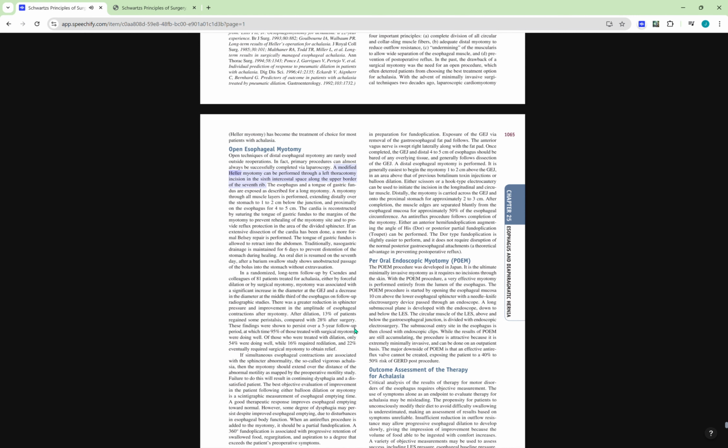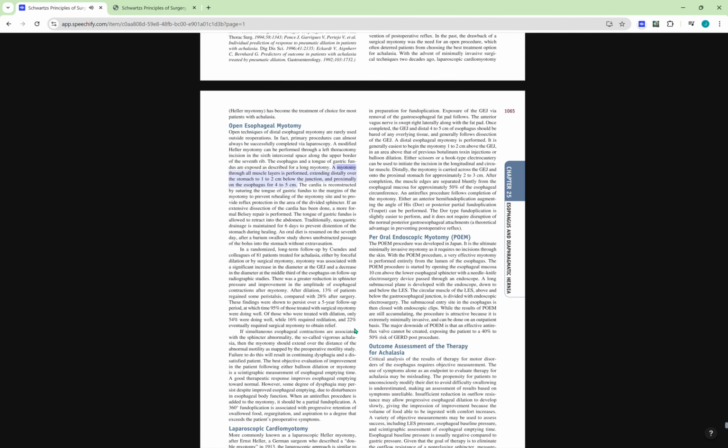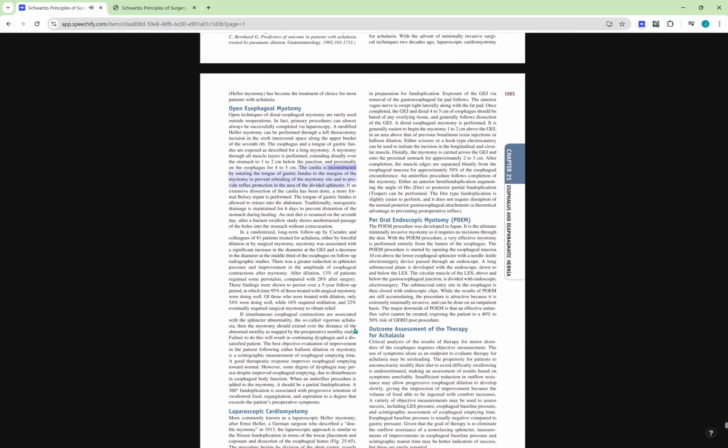A modified Heller myotomy can be performed through a left thoracotomy incision in the 6th intercostal space along the upper border of the 7th rib. The esophagus and a tongue of gastric fundus are exposed as described for a long myotomy. A myotomy through all muscle layers is performed, extending distally over the stomach to 1 to 2 centimeters below the junction, and proximally on the esophagus. The cardia is reconstructed by suturing the tongue of gastric fundus to the margins of the myotomy to prevent rehealing of the myotomy site and to provide reflux protection in the area of the divided sphincter.